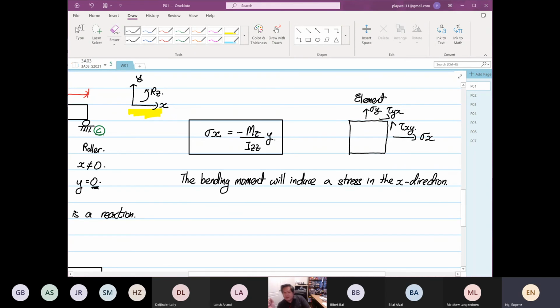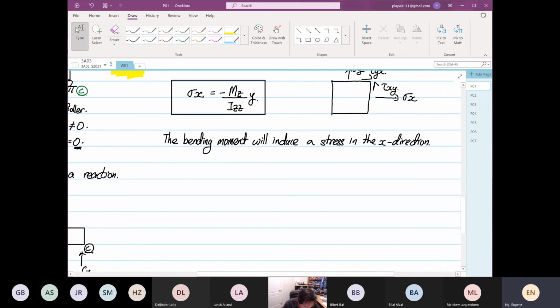Okay, for this case, we're going to see stress in the X direction. Let me define what is in that term. Stress X is defined as the normal stress in the X direction, and the units can be Pascal or PSI.